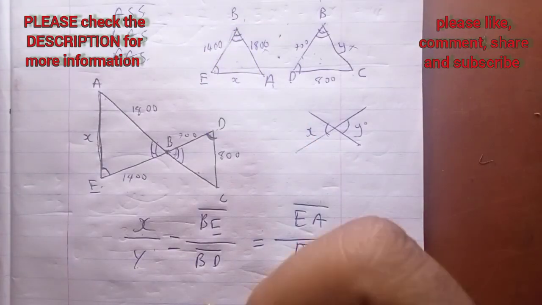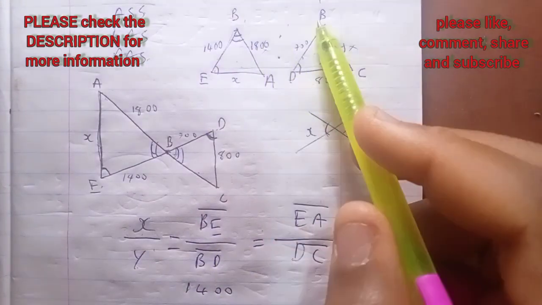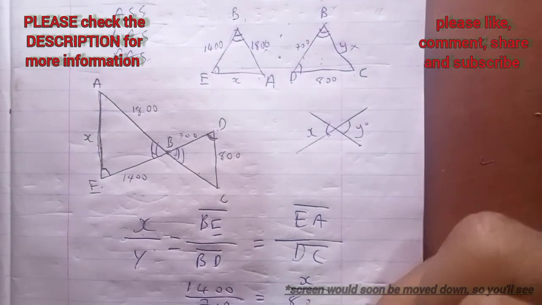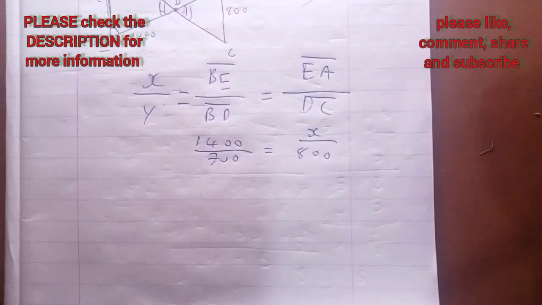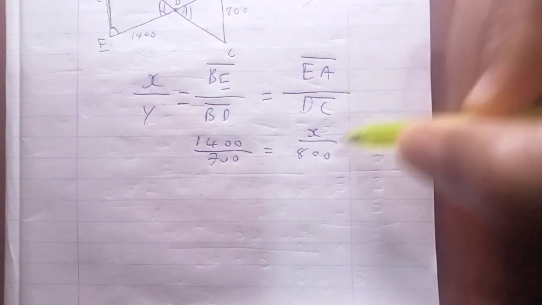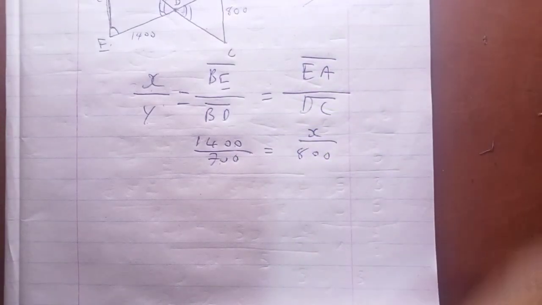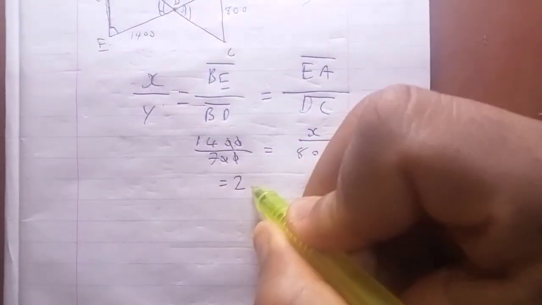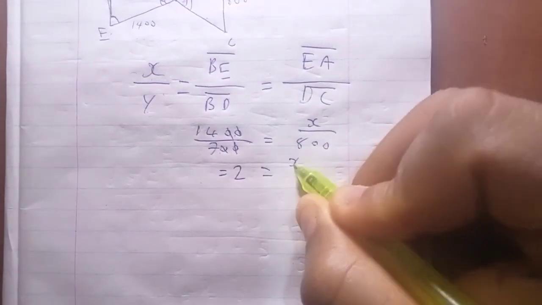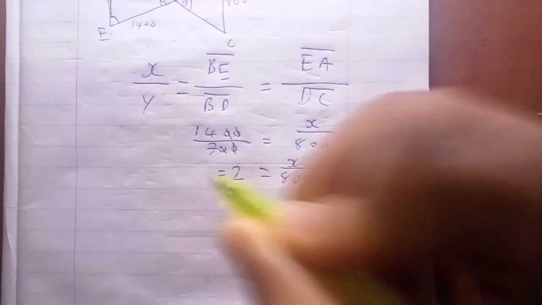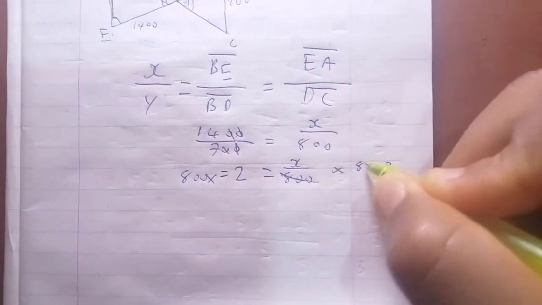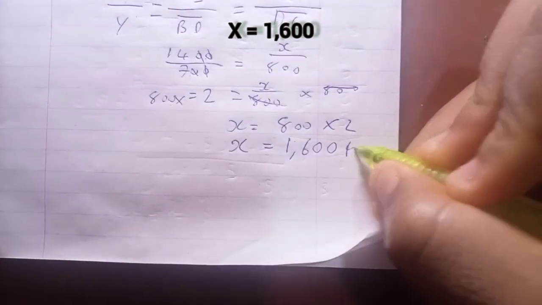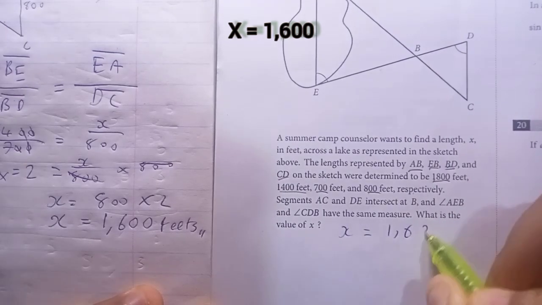Line BE is equal to 1,400, and line BD is equal to 700. Line EA is equal to x, and line DC is equal to 800. There are two ways to go about this, but they give the same final solution. Either you divide first, that will give you 2, then you cross multiply, or you can just cross multiply from this stage. But for simplicity, I will divide before I cross multiply. 0 will cancel 0 here, 0 will cancel 0 here, and 14 divided by 7 is equal to 2. Remember, no calculator is allowed in this part. 2 is equal to x over 800. Multiply both sides by 800, or cross multiply, however you want to put it, x will be equal to 800 times 2. That is 1600, and our unit is feet. x is equal to 1600 feet.